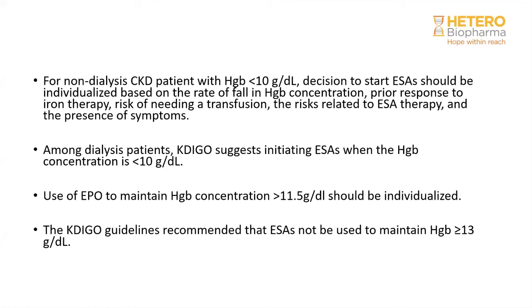So KDIGO suggests initiating erythropoietin stimulating agents when the hemoglobin is less than 10. Use of erythropoietin to maintain a hemoglobin of more than 11.5 should be individualized. The ideal target is to keep the hemoglobin between 9.5 and 11.5. If you are trying to keep a target of more than 11.5, you need to have a valid reason, especially if you want to improve the quality of life. If someone feels their exercise tolerance improves with a higher hemoglobin, that should be individualized. In fact, you should stop using erythropoietin stimulating agents when the hemoglobin gets more than 13.